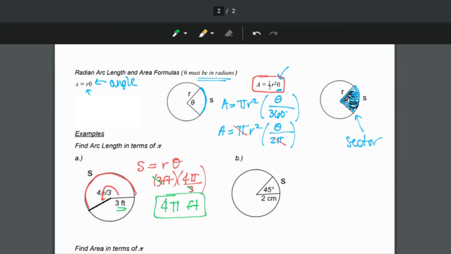So again, we're going to do one more arc length example. So we're going to do arc length equals radius times theta. So this time the radius is 2 centimeters.